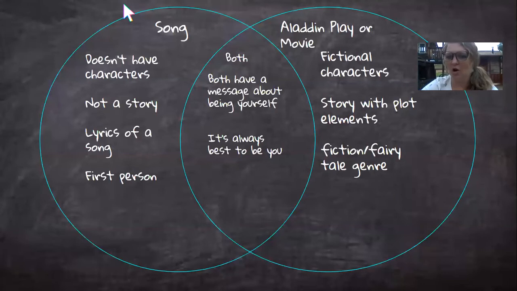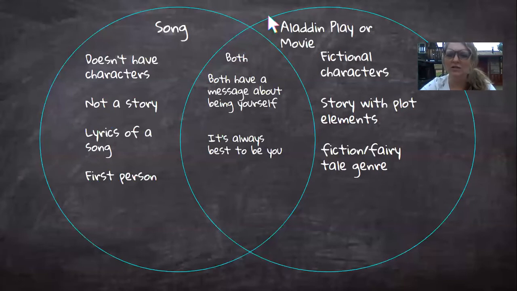So if we're just looking at the song itself, I noticed that the song doesn't have characters, right? Because it's a very, very short piece of song lyric. It doesn't have characters, it's not a story. So that's the next one, it's not a story, right? It is lyrics of a song. And I went ahead and put it in first person because the singer of the song is saying I, right? I'm never changing who I am. So it's a first person account of somebody's story, somebody's thoughts put down on this song, which is very, very similar to a poem.